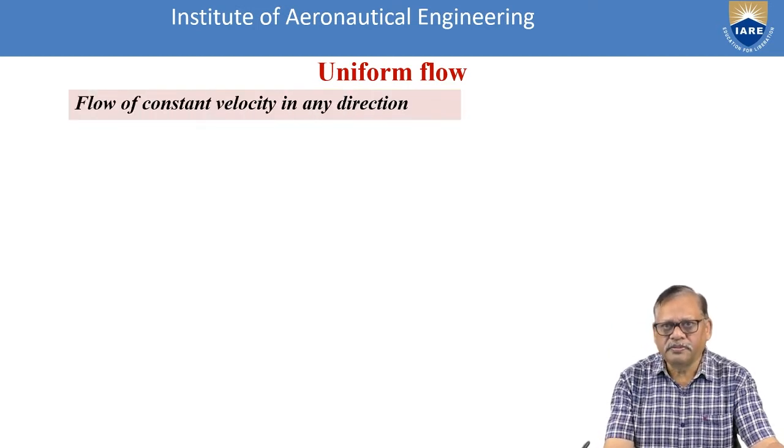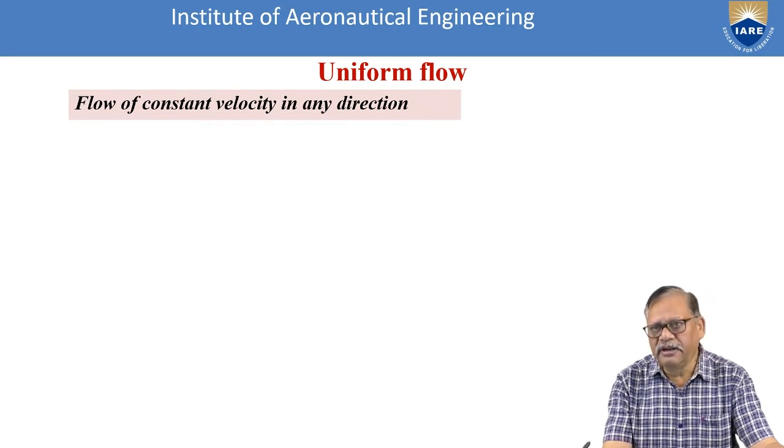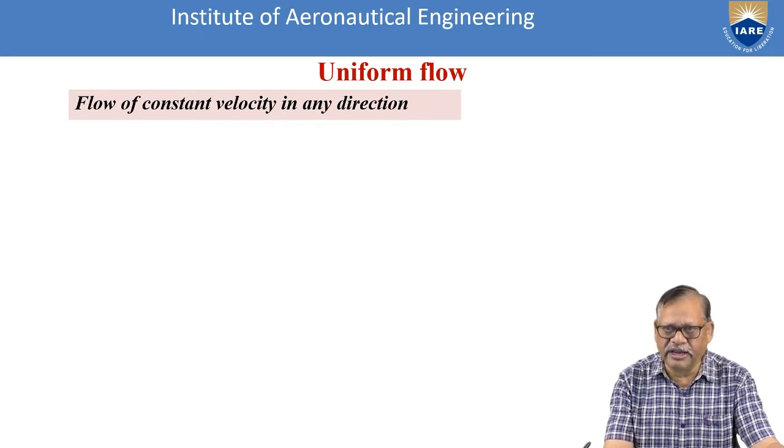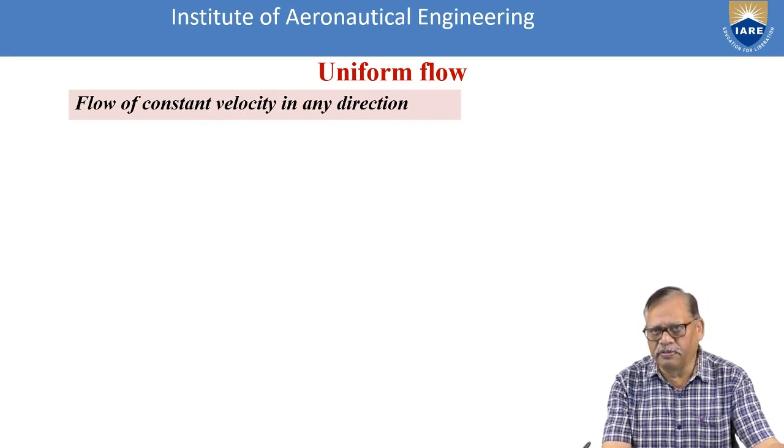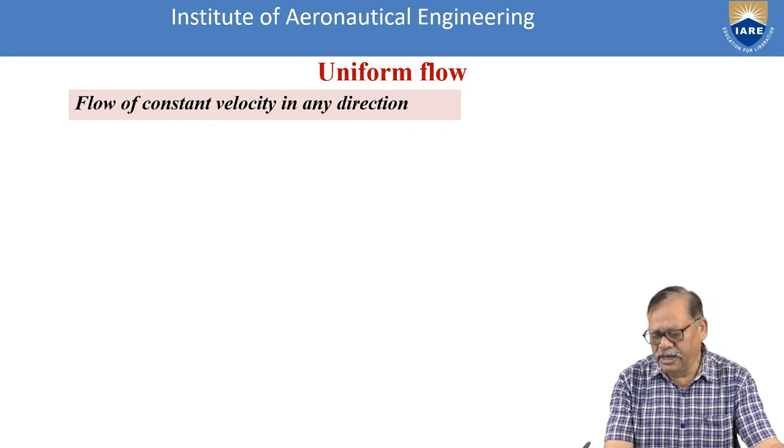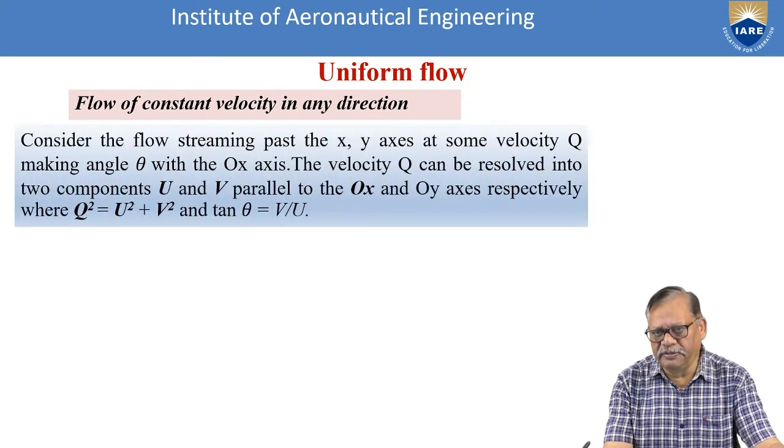Uniform flow of constant velocity at a given direction. If there is some angle. If the angle is 0, that means either it is parallel to x or parallel to y, right? So it depends only on the angle. So we will try a general case.